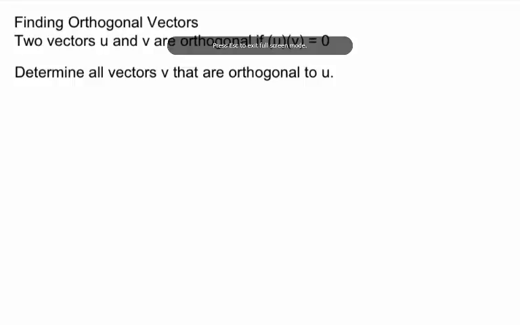In this video, we're going to talk about finding orthogonal vectors. Two vectors u and v are orthogonal, in other words, form a 90-degree angle, if u times v is equal to 0. Let's determine all vectors v orthogonal to vector u for the following example.